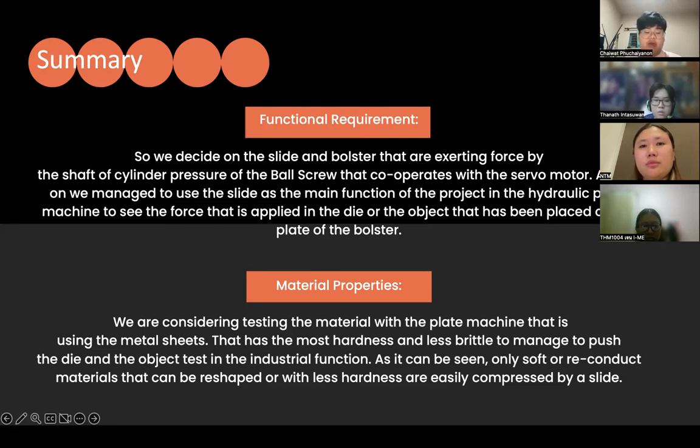For material properties, we are considering testing the material with the press machine using a metal sheet that has the most hardness and is less brittle, so it can push the die and the test object for the industrial function. As can be seen, soft or conductive materials that can be reshaped, or have less hardness, are easily compressed by the slide.